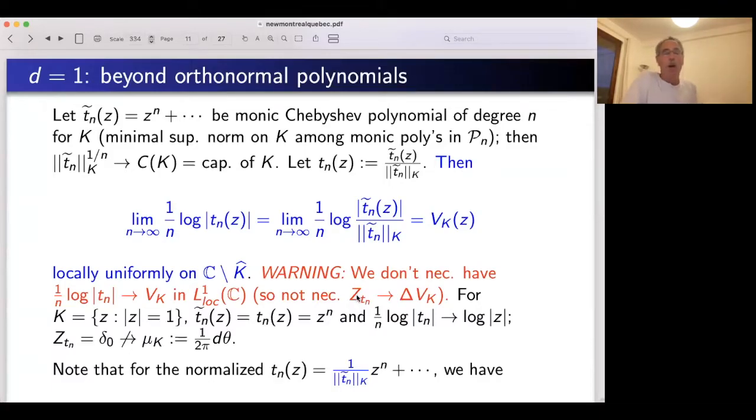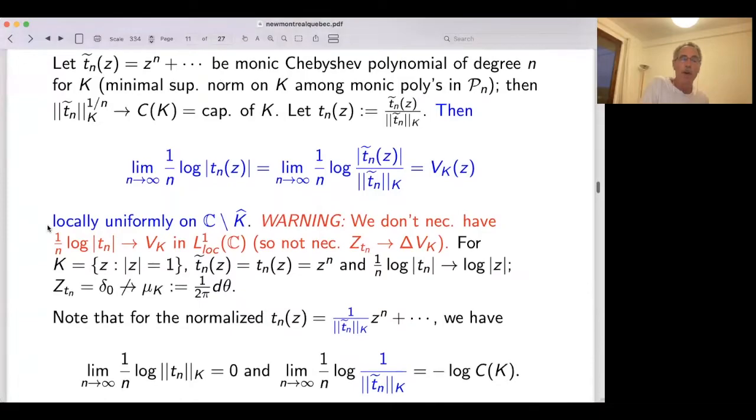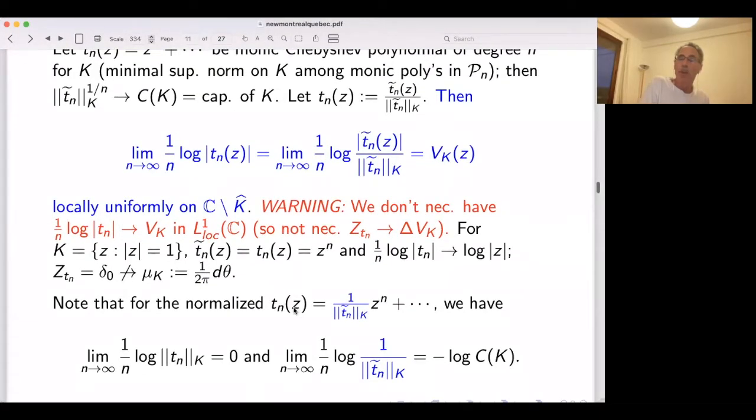Because if you look at the standard example of the unit circle or the unit disk, these Chebyshev polynomials or their normalized relatives are just the monomial z to the n. So of course, these functions are just equal to log mod z, and all the zeros are at the origin. But note two things. If you look at the normalized Chebyshev polynomial, the one with sup norm 1 on the compact set, then since it's sup norm 1, 1 over n times the log of the sup norm is 0. These go to 0.